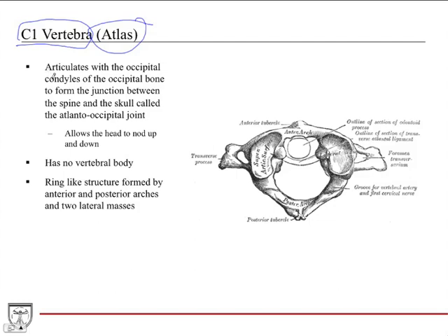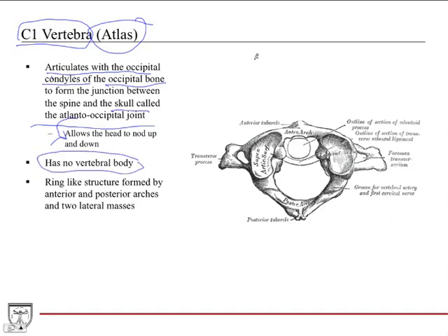So C1 vertebrae, it articulates with the occipital condyles of the occipital bone. The occipital bone is a plate-like bone that forms the posterior inferior region of your skull, where the cervical spine articulates with the skull. And this articulation point is called the atlanto-occipital joint, and this is what allows the head to nod up and down. It has no vertebral body, so that's what's unique about this vertebrae.